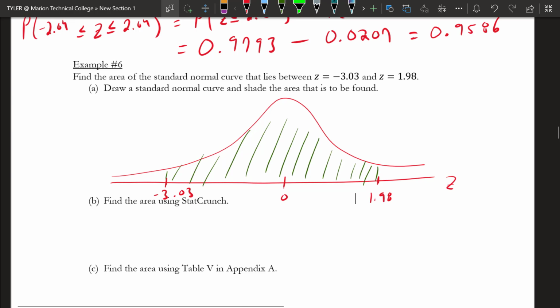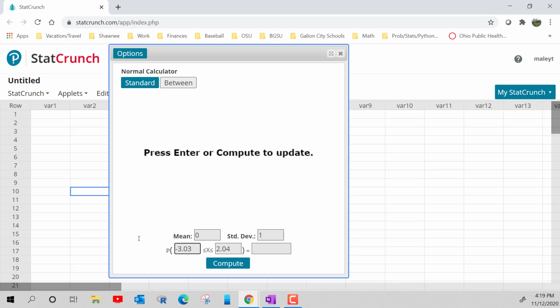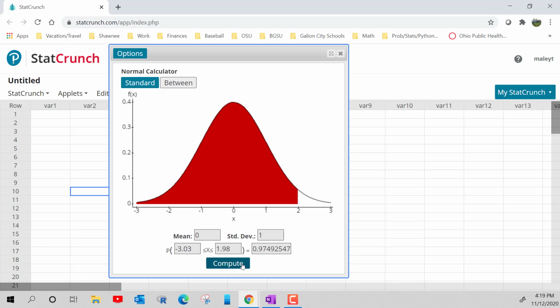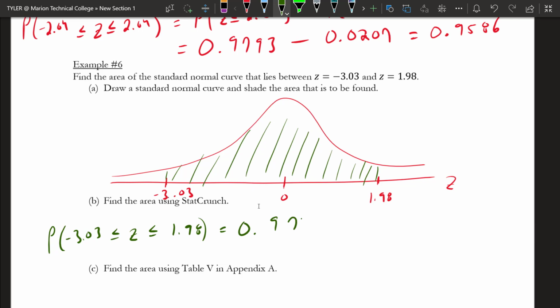Again, using StatCrunch, my mean's still 0, standard deviation's still 1. What's changing are these two z-scores. The first one's negative 3.03, the smaller one. I'm finding the area between that and 1.98. Hit compute, and we get the area, about 0.97. So the probability that z is between negative 3.03 and 1.98 comes out to be 0.9749, rounded to 4 decimal places.